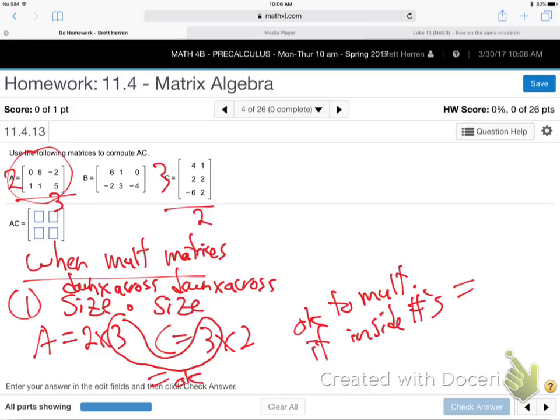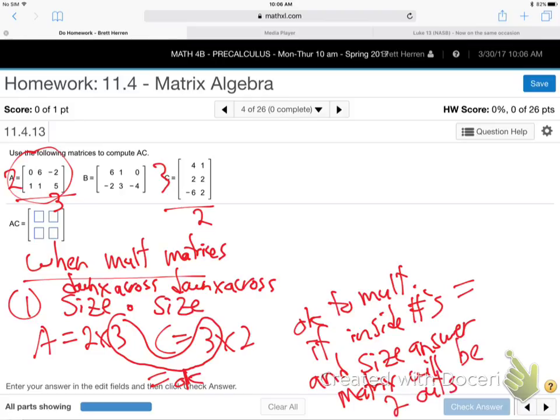It's a weird rule, huh? Remember, they made this up. I would be asking, why did they make that up? That's weird. We'll see. It actually is useful this way. So if the inside numbers match, then it's okay. And the size of the answer matrix will be the two outside numbers. In other words, the size of the answer matrix will be 2.